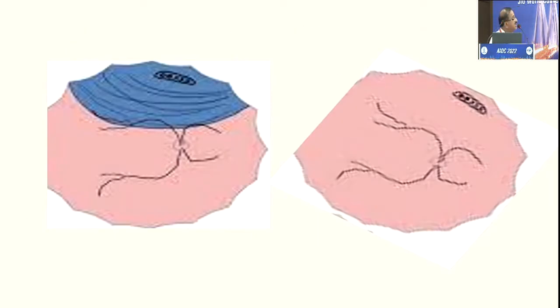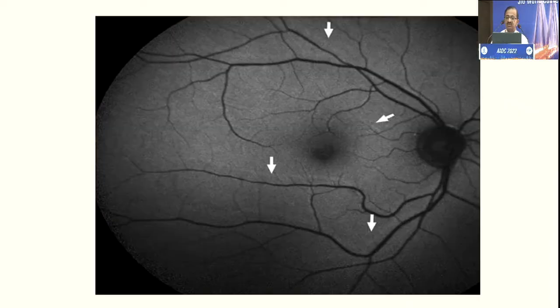The retina may reattach post-surgery, but it's displaced in terms of its clock hour position, and that is what is seen as hypofluorescent lines, the vessel markings on autofluorescence imaging.